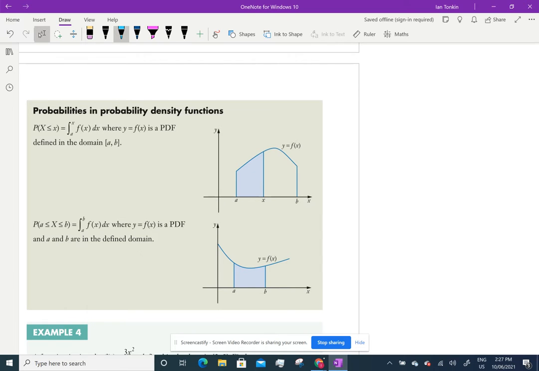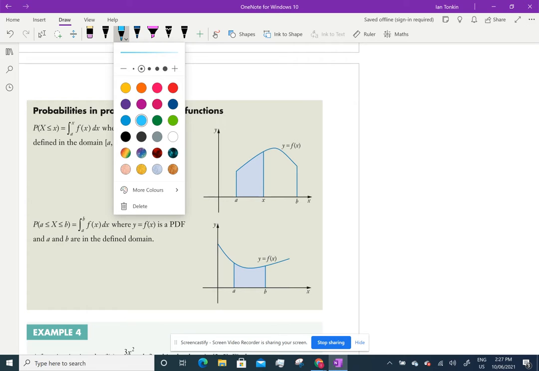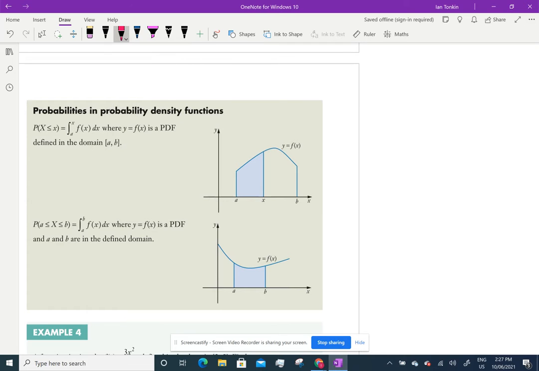So if we're looking at this bit here, it says the probability of a value of x. Now it uses x because x can be any value. So this value here could be 3, and this might be 1 to 6. It might be the experimental probability of rolling a die. And if we calculate this area, it will tell us the probability of getting a value from 1 to 3.